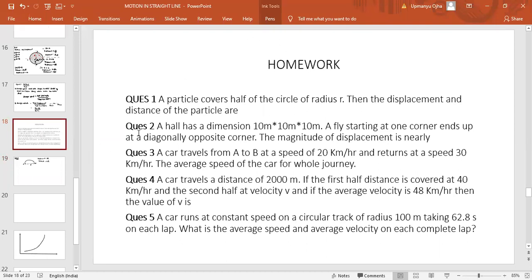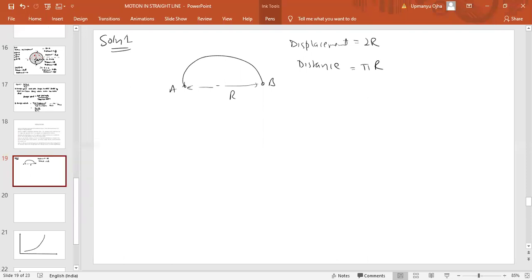Okay, question number 2. The hall has a dimension of 10 meter into 10 meter into 10 meter. A fly starting at a corner ends up diagonally opposite corner. Find the magnitude of the displacement.